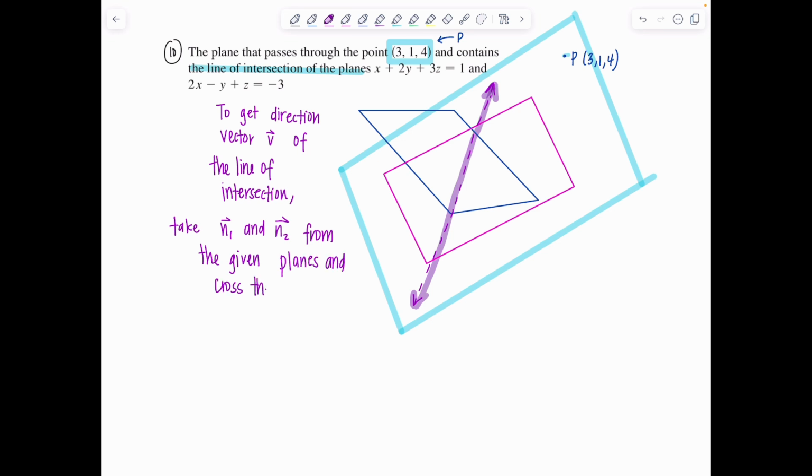You don't have to write out all of this process, but I think it's helpful when you're first trying to get the hang of it, and then you can look back at your work and make sense of it, because sometimes you'll just see you crossed two vectors and not understand the reasoning behind doing so. So normal vector number 1 from the first plane has components 1, 2, 3. And then normal vector number 2 has components 2, negative 1, 1. That's from the second plane, okay? So now we're going to cross them, and we will get the direction vector of this line.